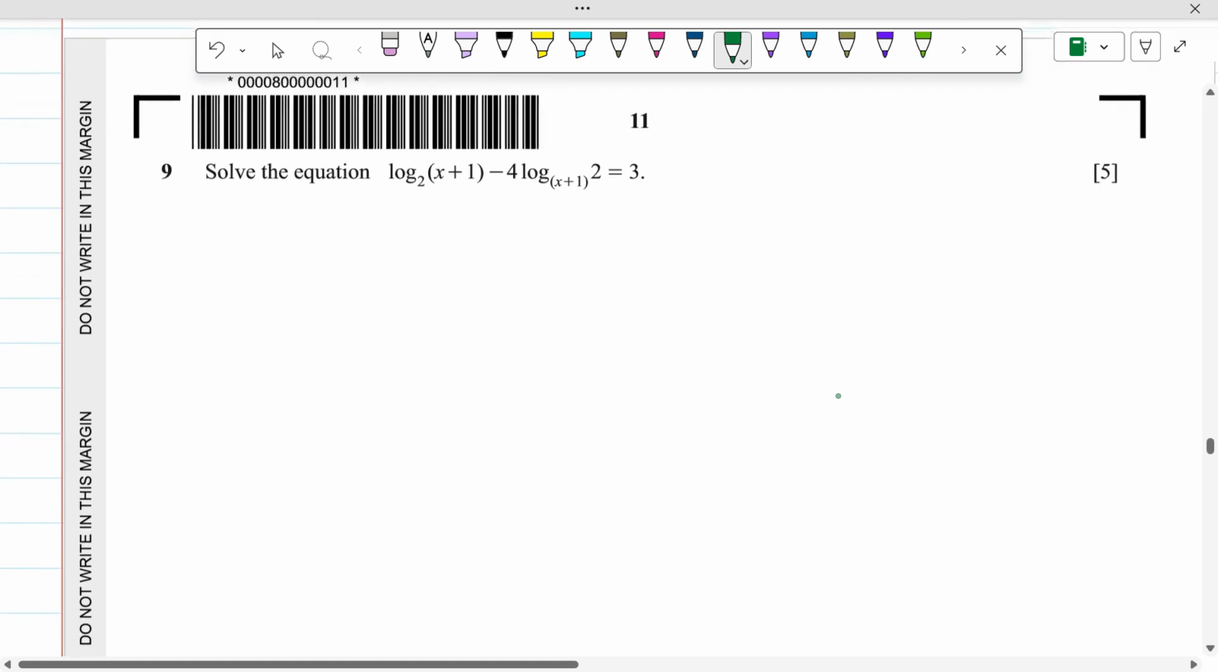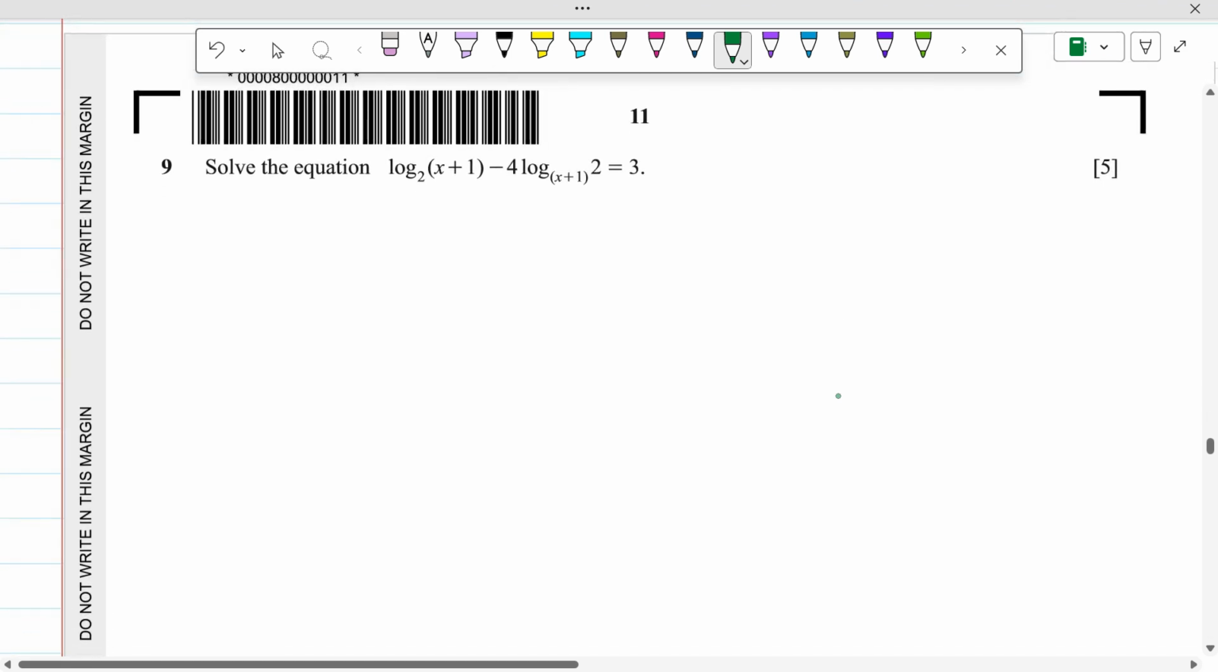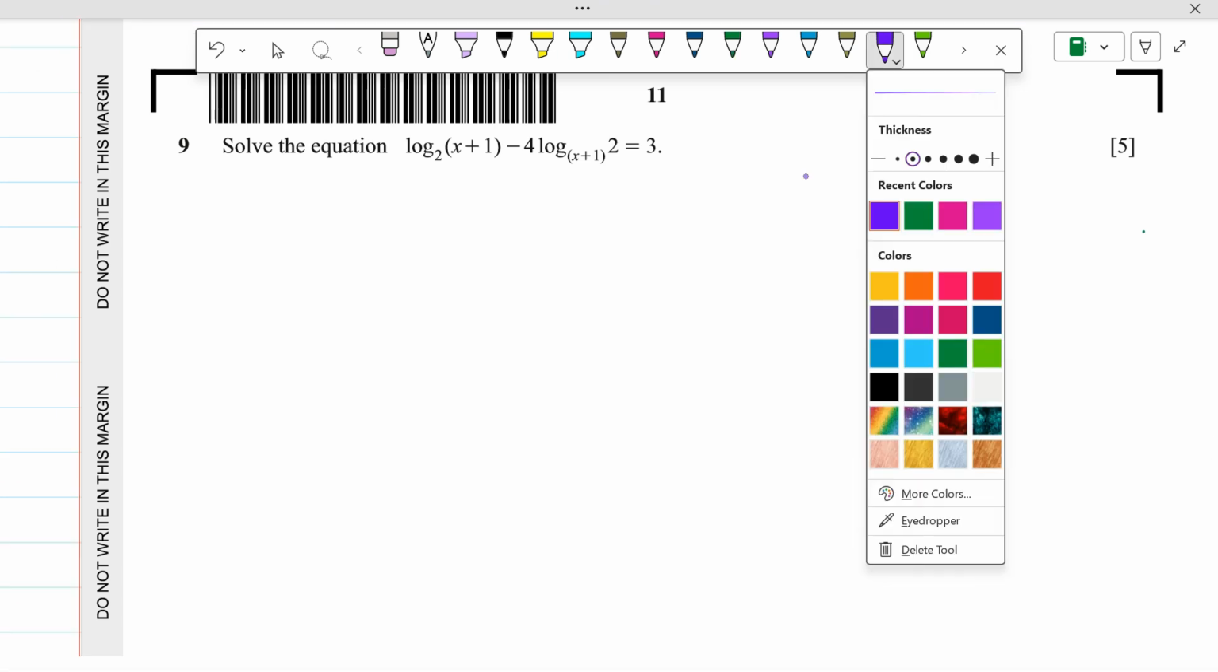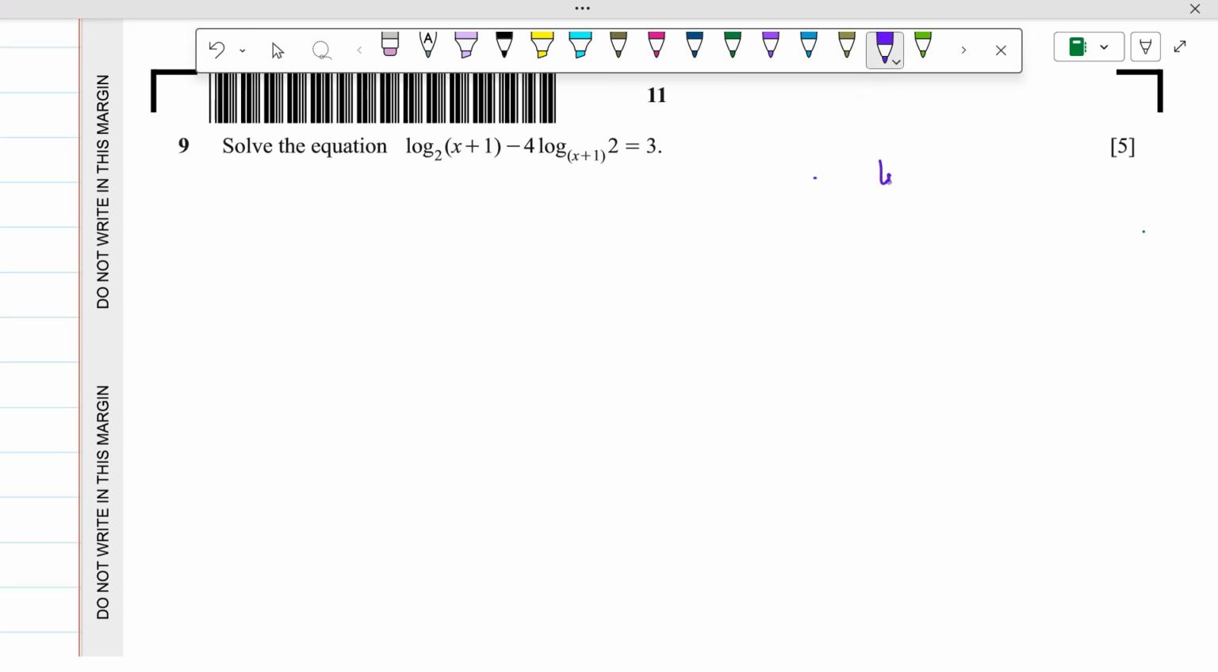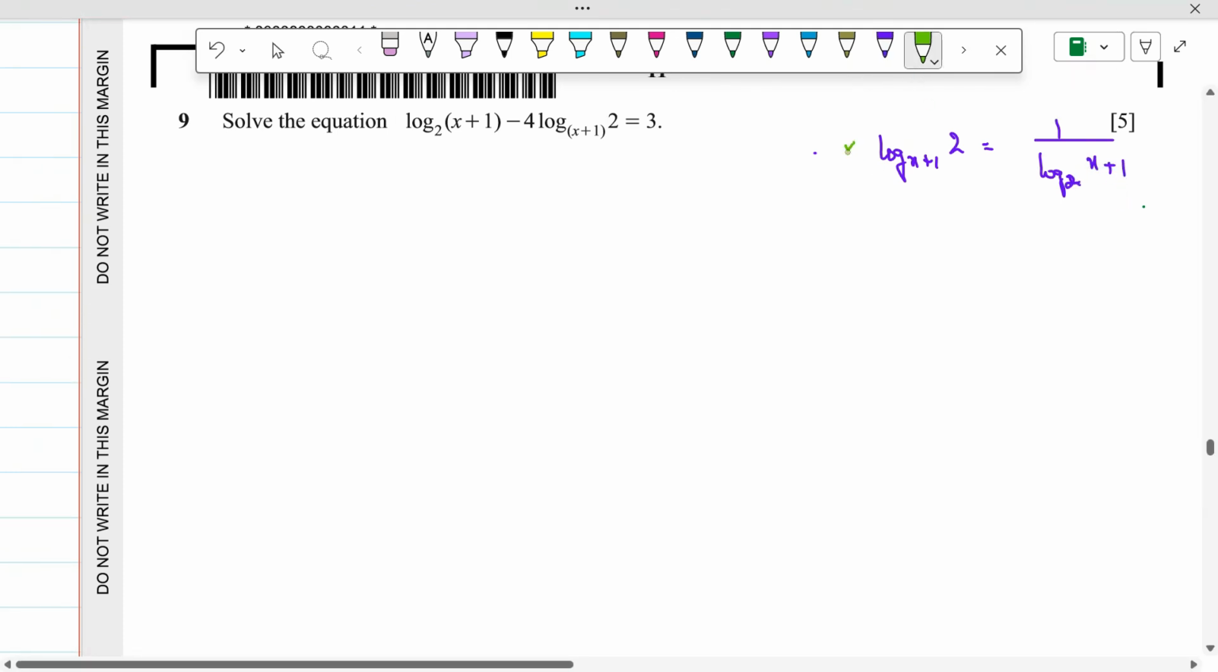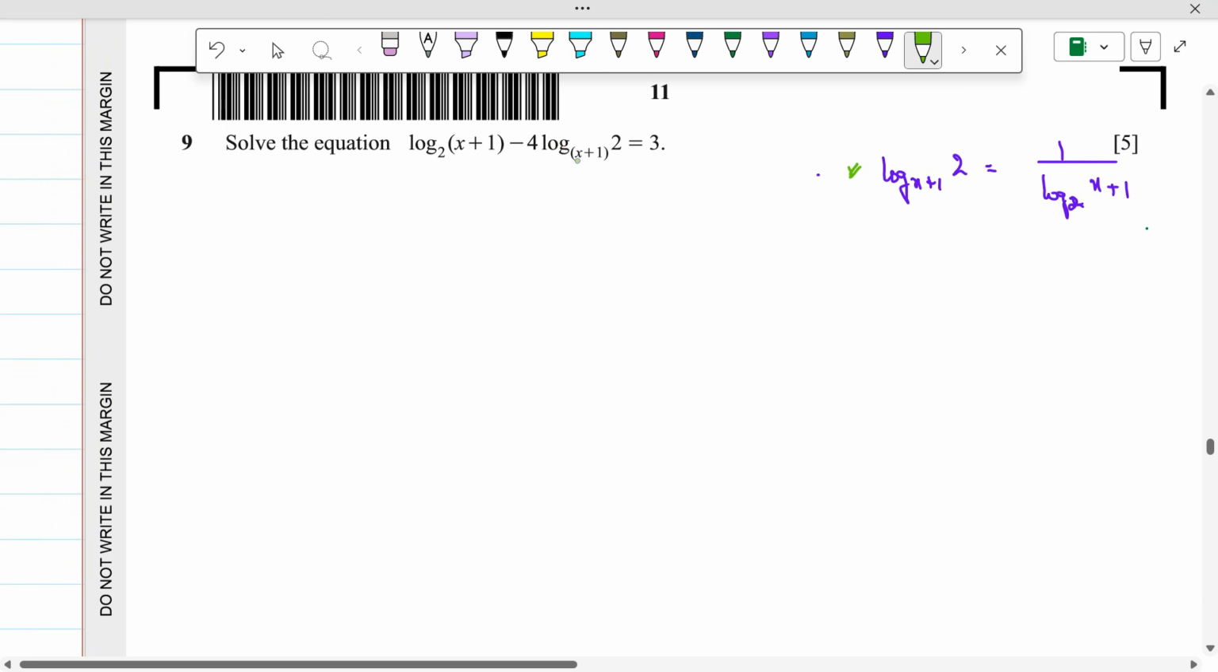Question number 9. Solve the equation log base 2 of (x + 1) minus 4 times log base (x + 1) of 2 is 3. We know that log base (x + 1) of 2 is equal to 1 over log base 2 of (x + 1). So we can use this formula and apply it in the given equation.